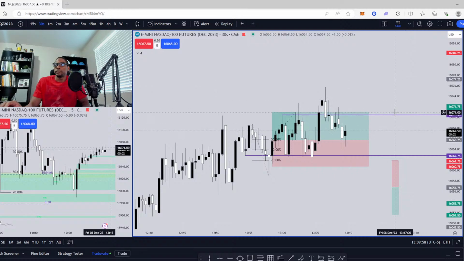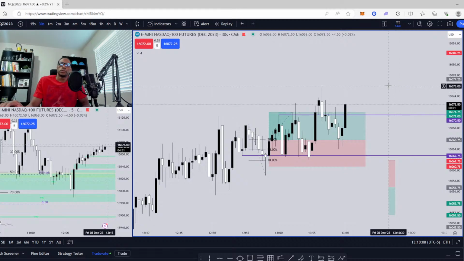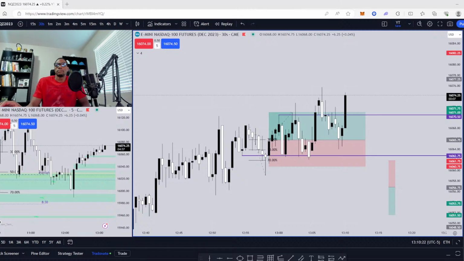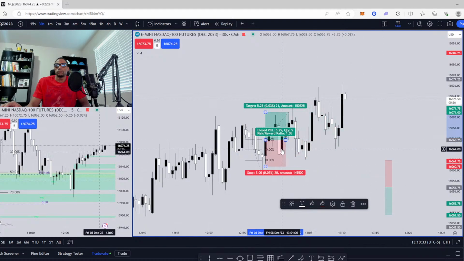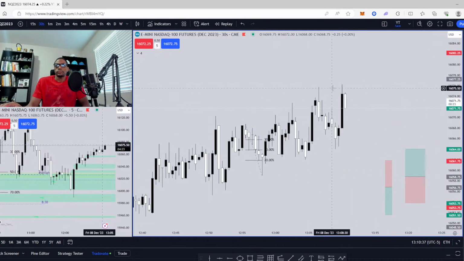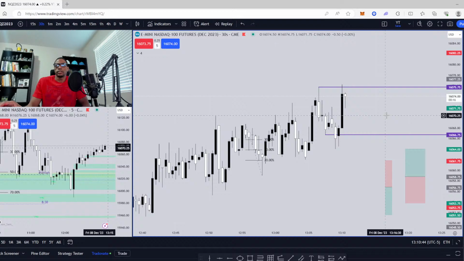Let's see if we can have a race up to 16,071. Okay, it delivered again for a third time. Let's clean up our charts. Now it's moving out of the zone. It's made a new high, and it also cleared a low. So we technically have another setup from this low to this high.